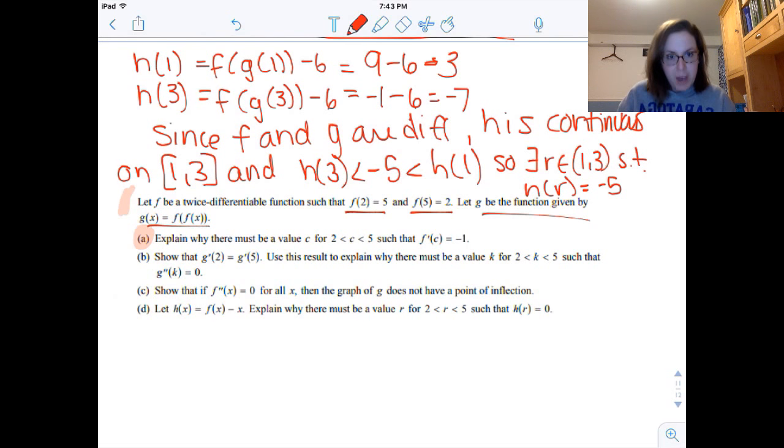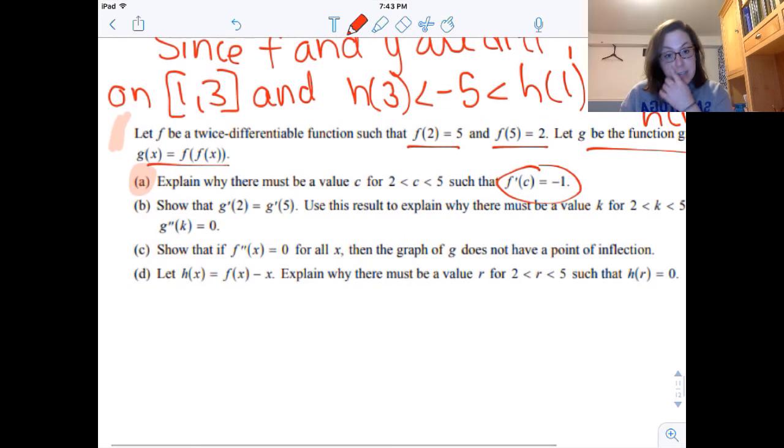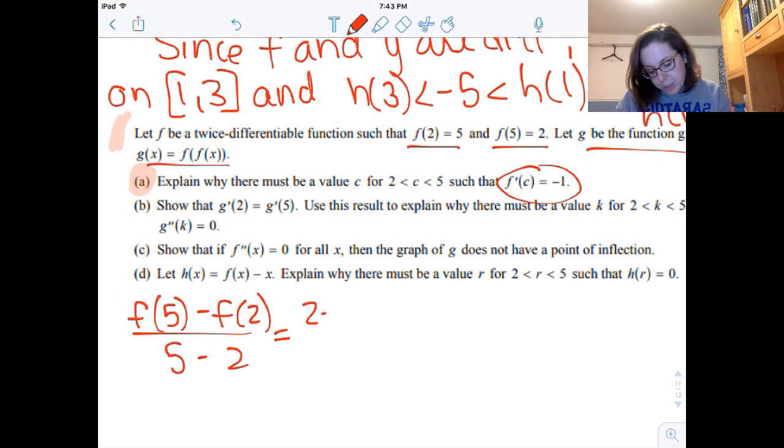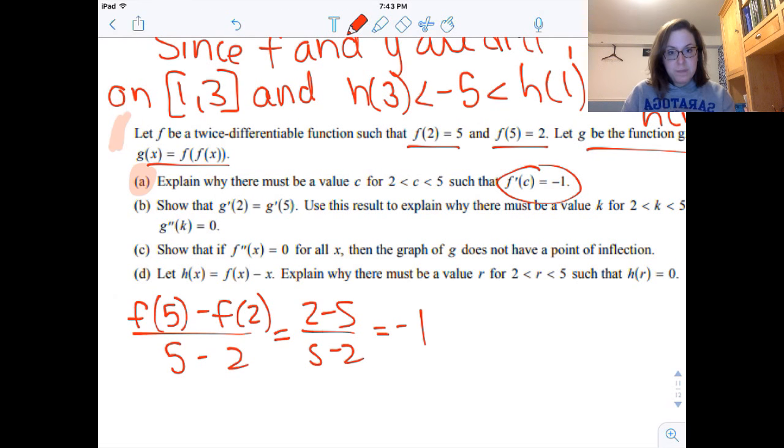Okay, let's do that. So I'm given f. I'm asked about f prime. So you know what I'm doing? MVT. So first thing I'm going to do is calculate my average rate of change and make sure this works out. So I'm going to do f of 5 minus f of 2 over 5 minus 2, which is 2 minus 5 over 5 minus 2, which is negative 3 over positive 3, or negative 1. So I know this works, so now I just need to defend it.